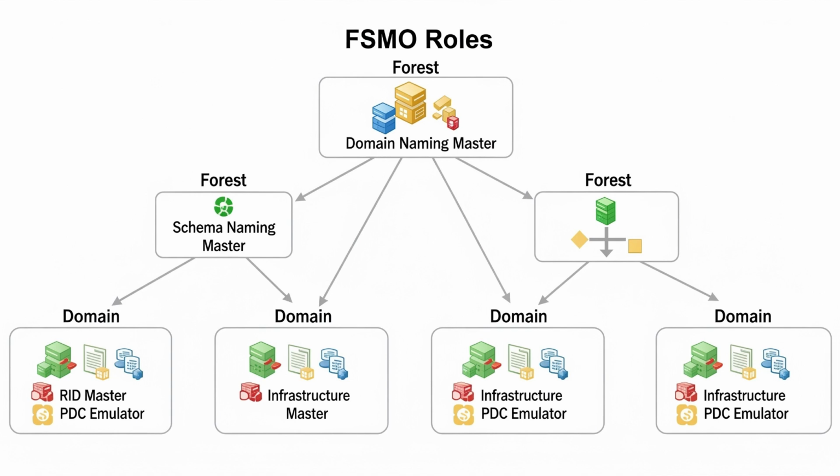The 5 operations master roles have the following distribution. Each forest has 1 schema master and 1 domain naming master. Each ADDS domain has 1 relative ID, RID, master, 1 infrastructure master, and 1 primary domain controller, PDC, emulator. You can place all 5 on a single domain controller or distribute them across several domain controllers.